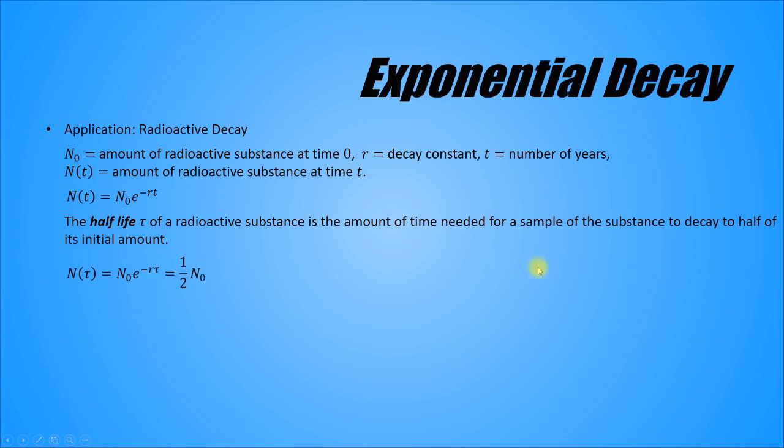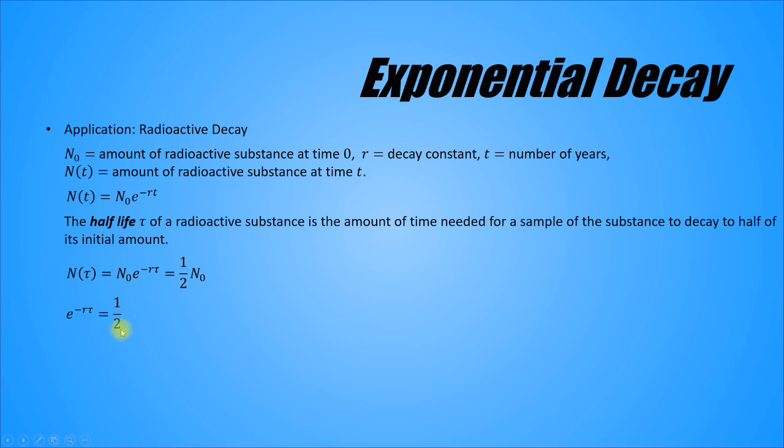So, N of tau, if I plug the time tau into this function, I get N sub 0 e to the negative r tau. By definition, that's one half of the initial amount, N sub 0. So that's a precise mathematical statement of this sentence written here. Now, if we focus on these two members of the equation, notice that N sub 0 appears on both sides. So we can divide it out to get this: e to the negative r tau equals 1/2.